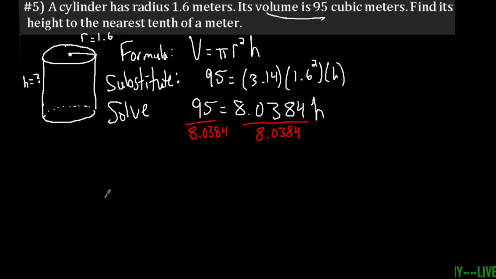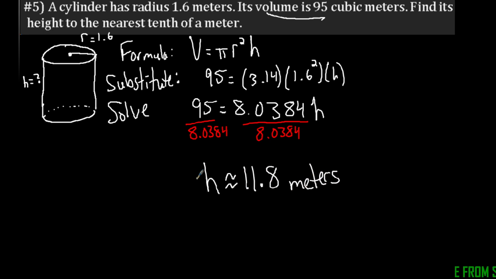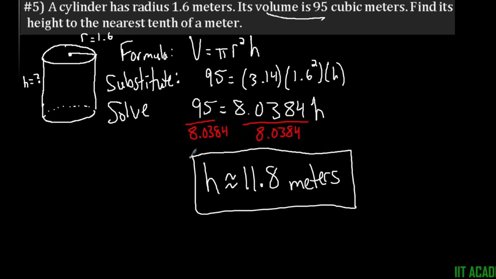So for this one, h is going to be about 11.8 meters. So that height, rounded to the nearest tenth, because that's the first decimal place, is going to be 11.8 meters.